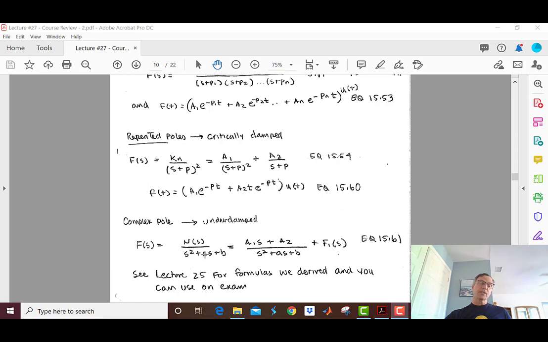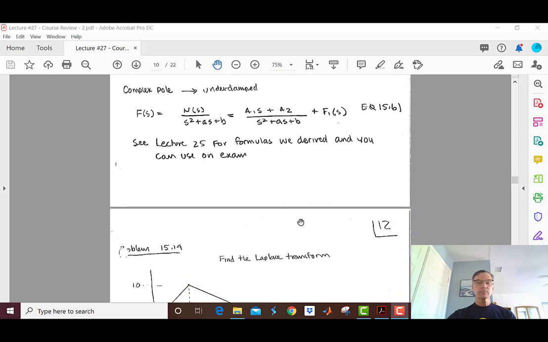Or you could also say, if the roots of this quadratic equation right here are complex, you've got a complex pole. So I reminded you in class a bunch of times, when you see a denominator that's s squared plus as plus b, before you jump to the underdamped case, find the roots, because you may just be looking at a simple pole or a critically damped system with a repeated pole.